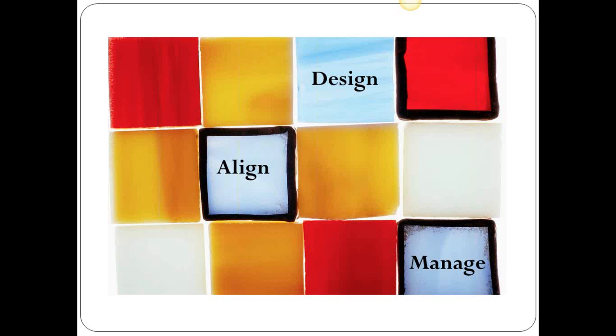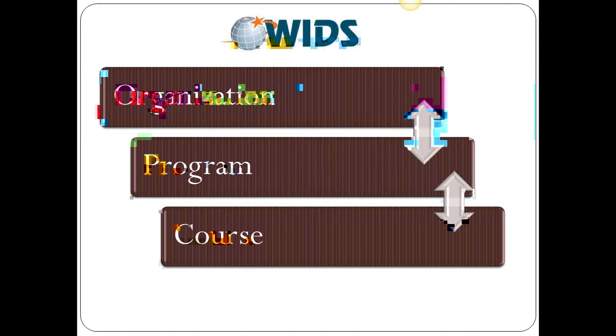The WIDS tool does more than paint that pretty picture. When building a comprehensive plan for assessing those outcomes, our tool helps your institution design curriculum, align standards and outcomes, and manage a process for assessment and continuous improvement of student learning. When we talk about designing curriculum, that's really the building block or the platform for starting this curriculum map. Designing curriculum is where you can develop and access your organization, your program, and your course curriculum components.